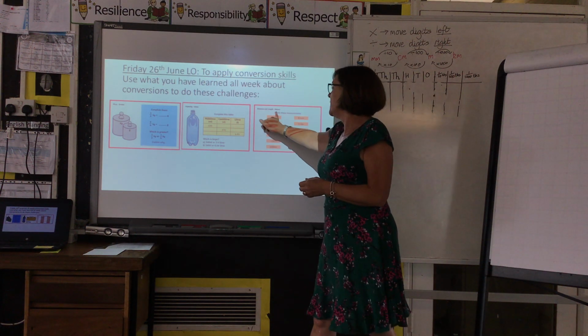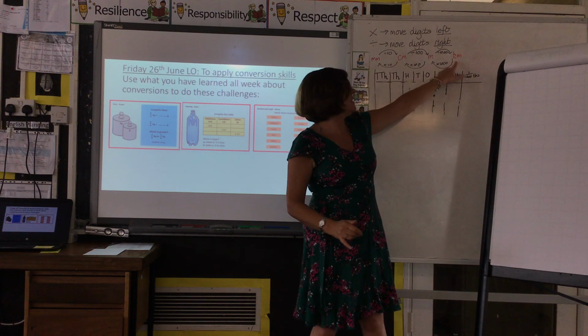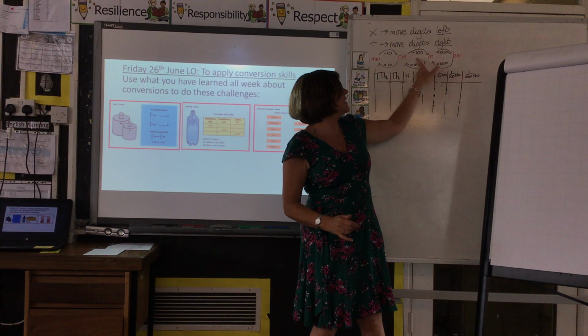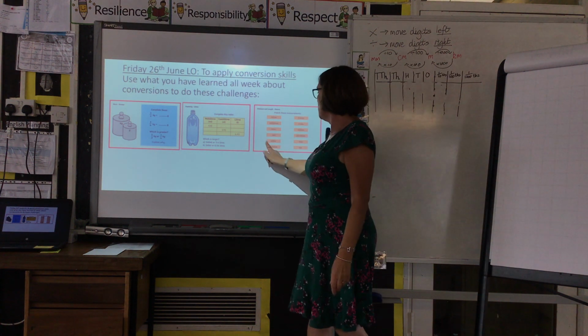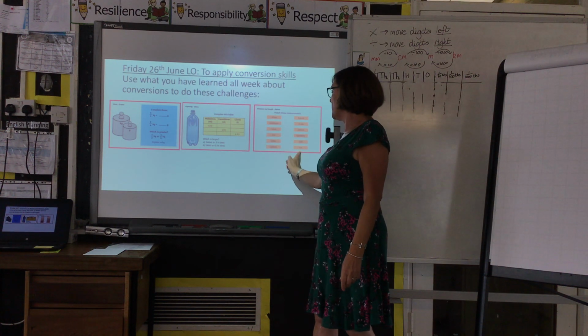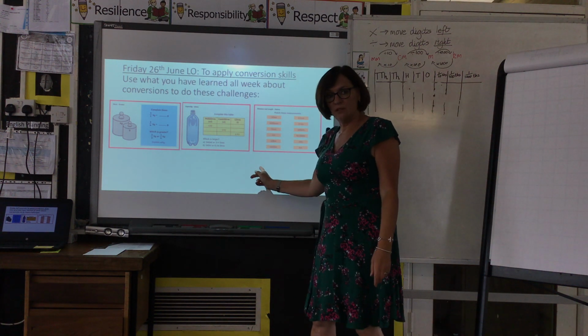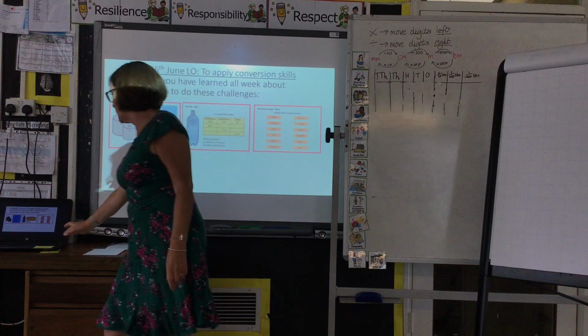And this one is distance, which is what we did yesterday, converting between millimetres, metres, centimetres, metres and kilometres. So all you need to do is match up which measure goes with which on that. So it's a nice warm-up activity.